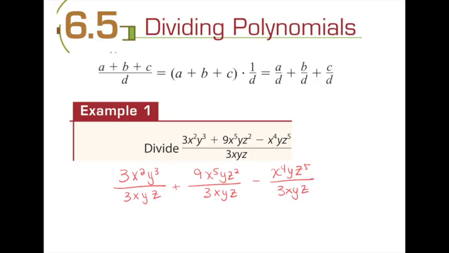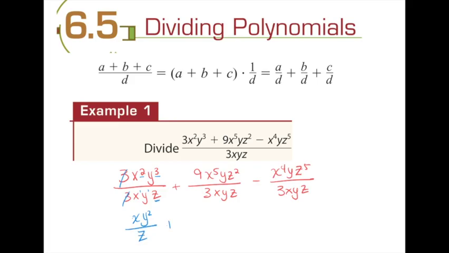So I'm going to go 3 over 3. That's going to cancel out. X squared over x to the first power, I'll have an x on top. Y cubed over y to the first power, I will have a y squared on top. My z cannot reduce with anything, so it remains on the denominator.